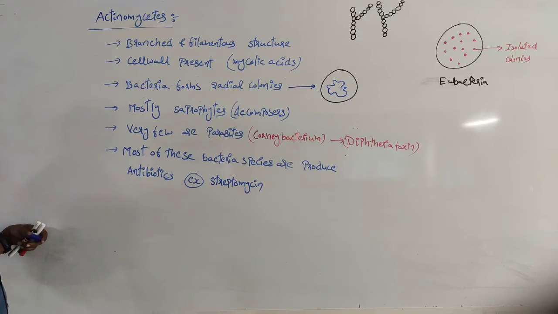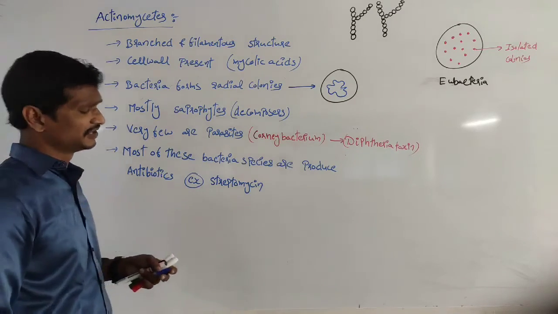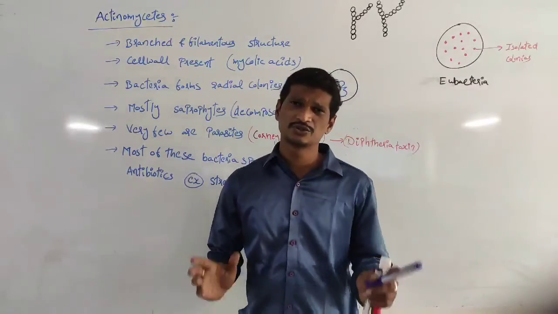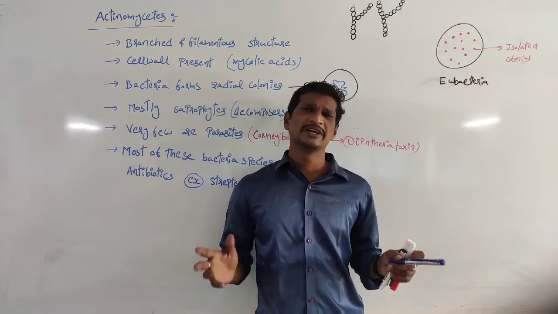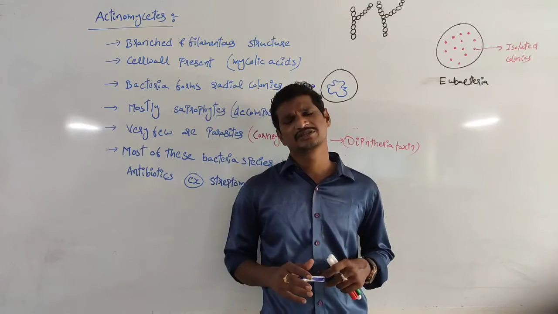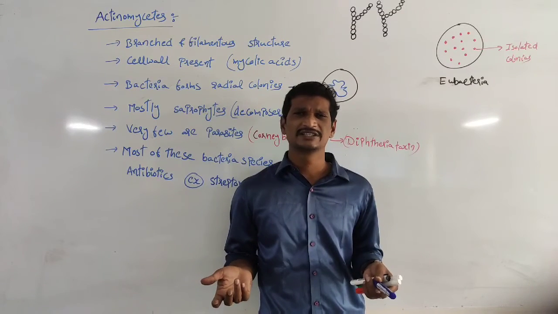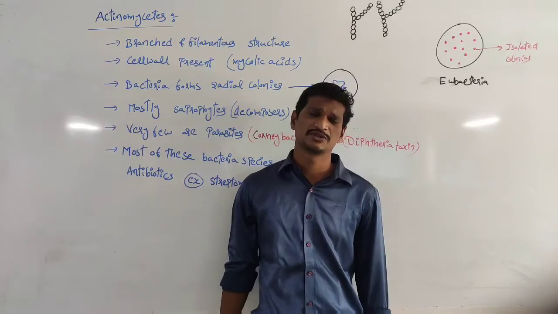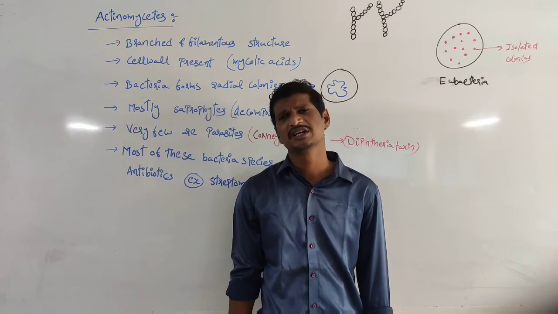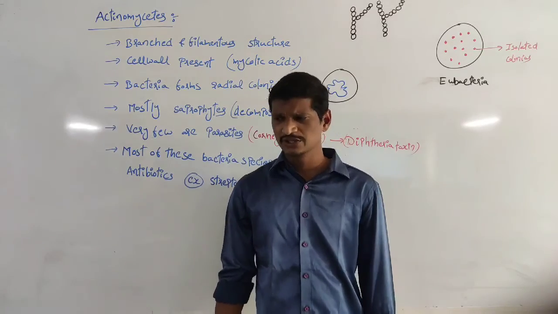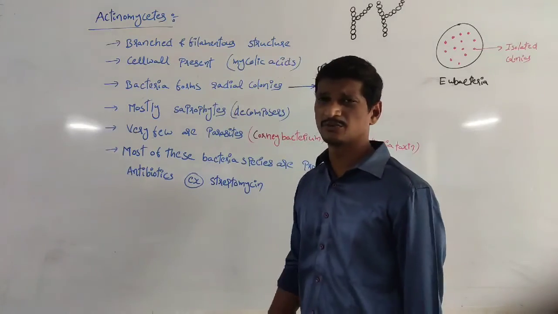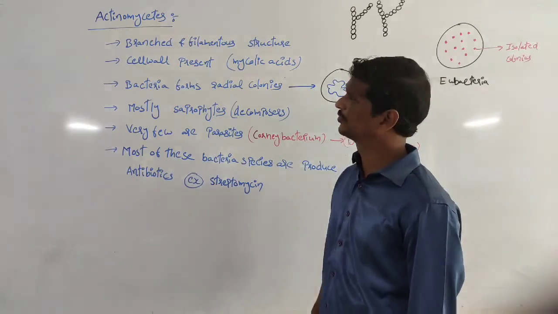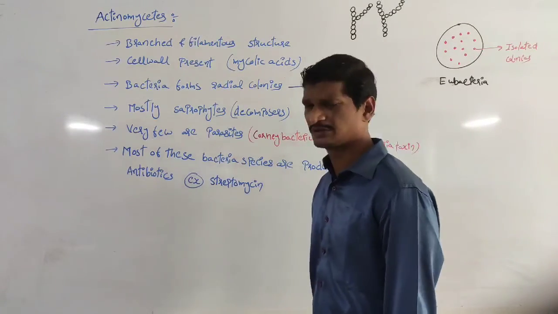Most of these bacterial species produce antibiotics. Remember, this is the main advantage of the actinomycetes species to human beings. They majorly produce antibiotics. The majority of the antibiotics we have are produced from the actinomycetes species. So that is about the different types of Monera subclasses we discussed. That is about the actinomycetes. Next class we will discuss the protista.